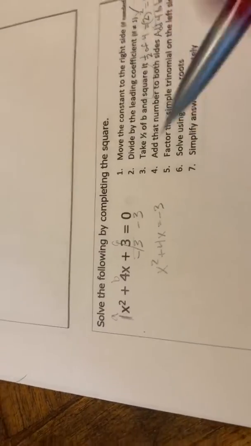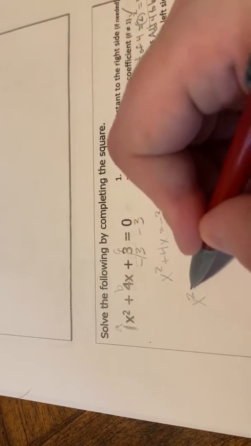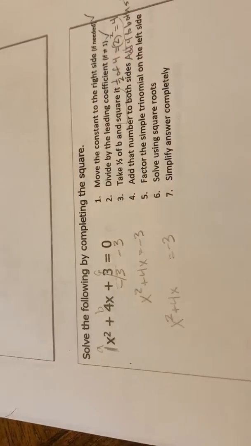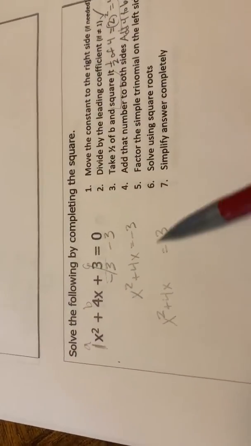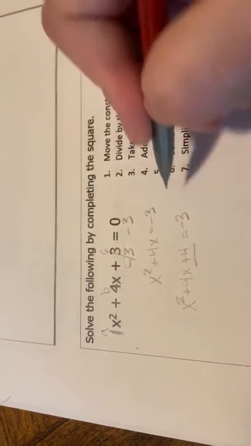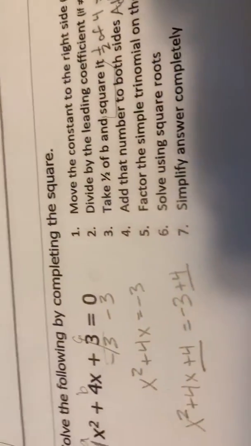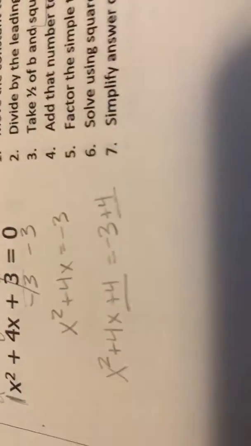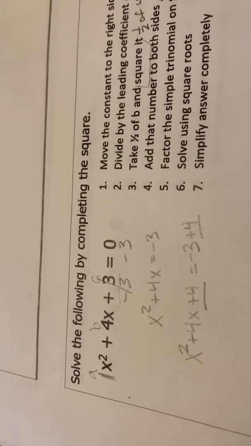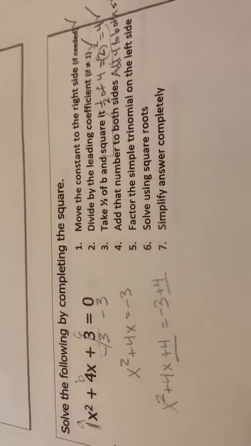So half of b, square it, get that number, add it to both sides. I come back to my equation, and on both sides I'm going to add that 4. It's completely legal as long as I do it to both sides. Because again, if I subtracted the 4 away, it would be the same thing. So I took half of b and squared it, done. I added it to both sides, done.